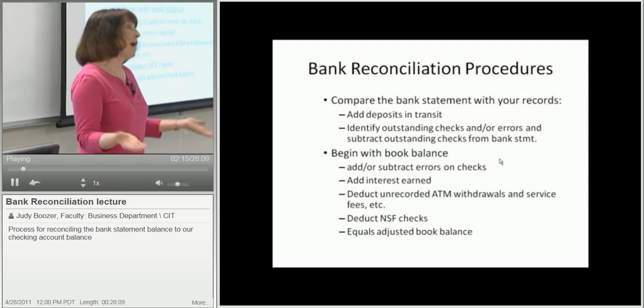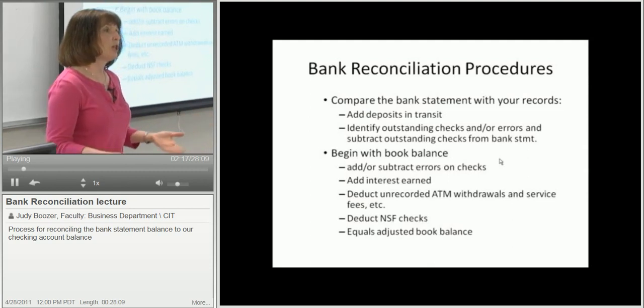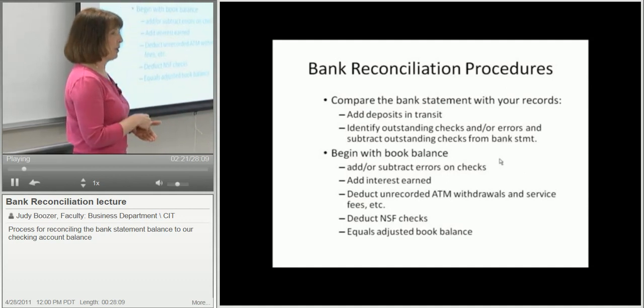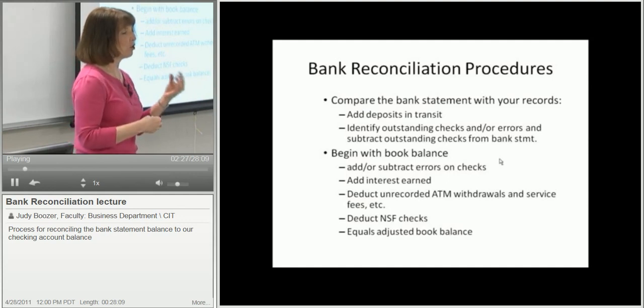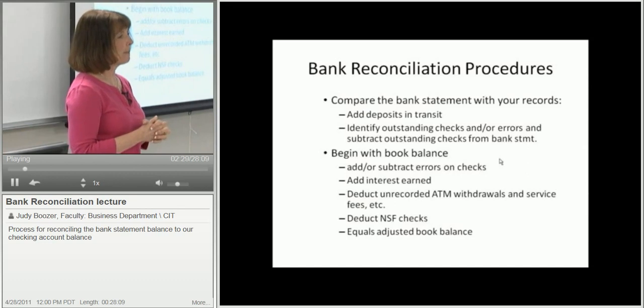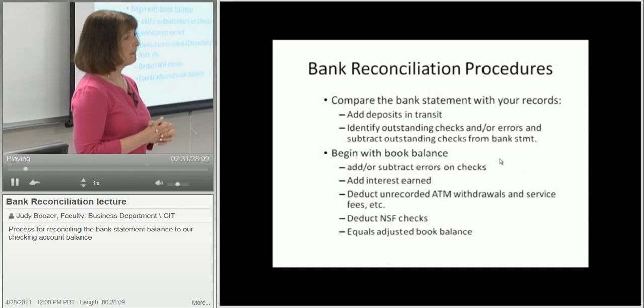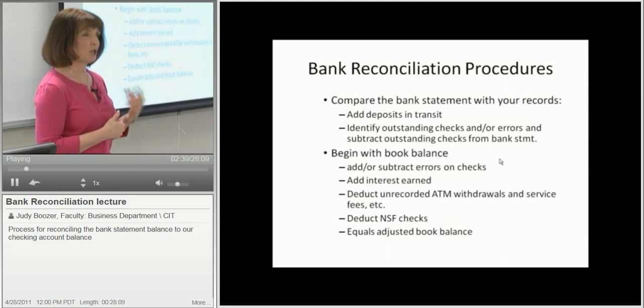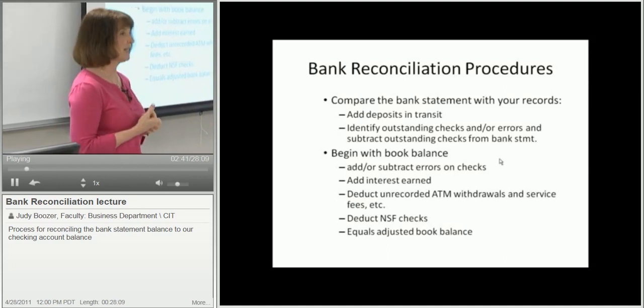Service fees. If you have service fees on your account, those will show up on the bank statement, and then you're going to have to record them because you haven't deducted them yet. Anything else you can think of that could show up on that bank statement? Could show any kind of processing fee for whatever it is. So not just a service charge, but another kind of processing fee. Maybe for a loan or something.